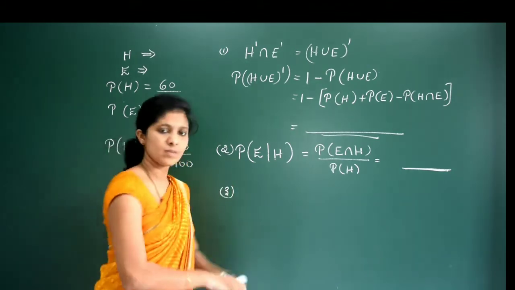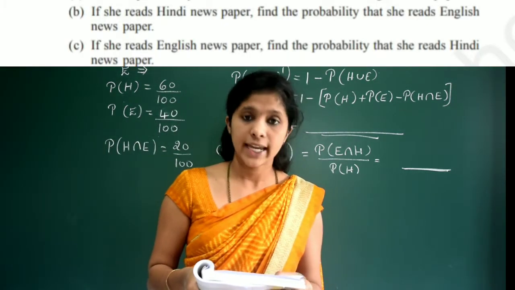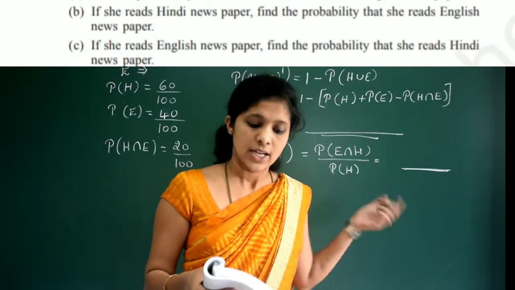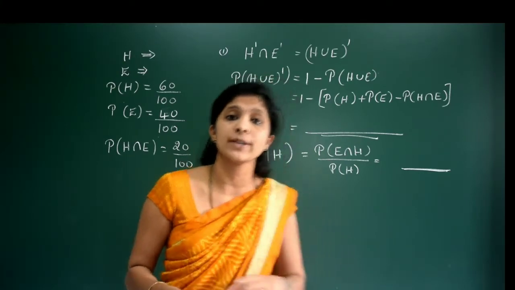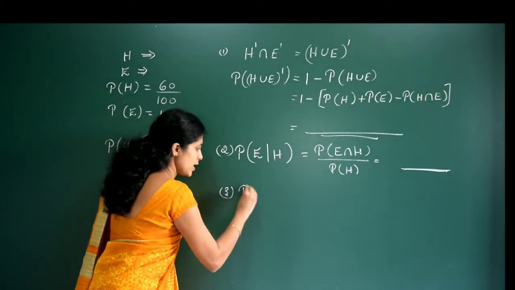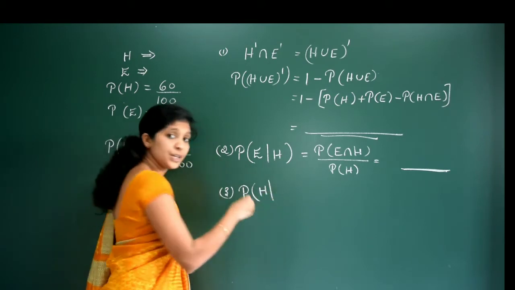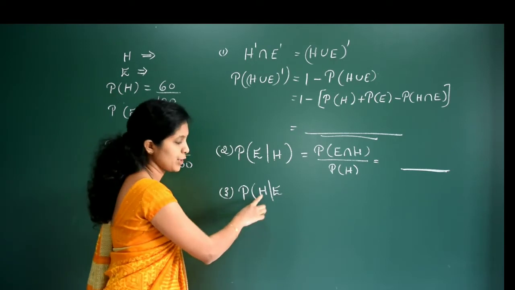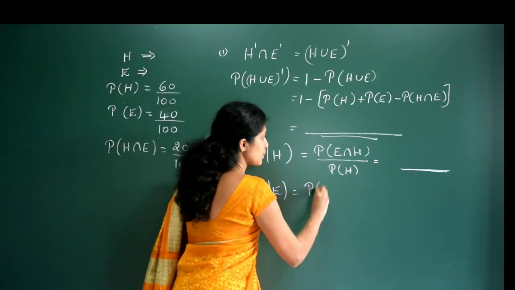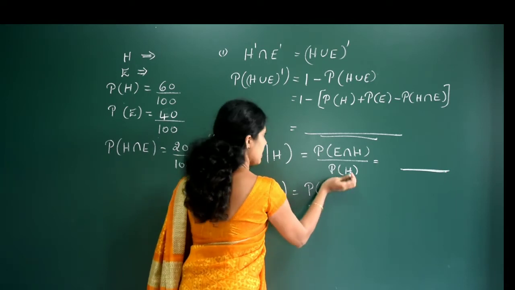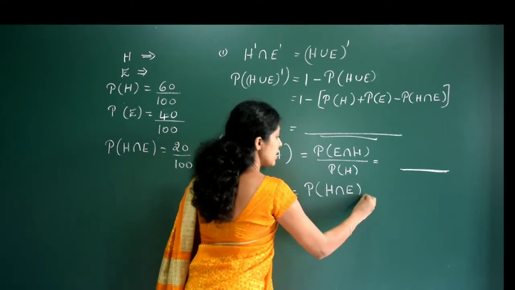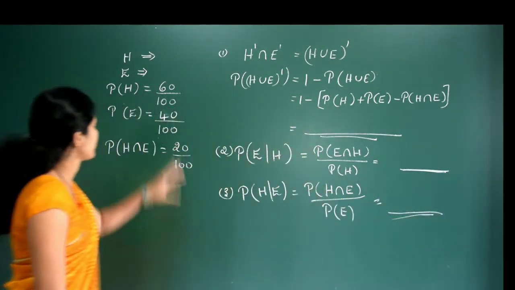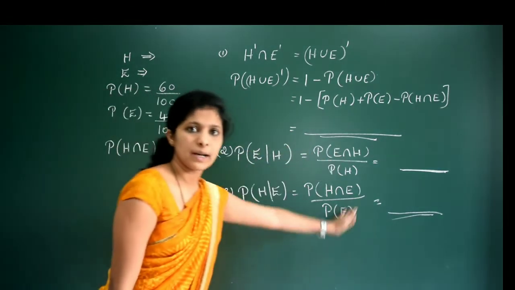Third one. If she reads English newspaper, find the probability that she reads Hindi newspaper. Similar to this, she reads English newspaper. You have to find the probability of Hindi newspaper. What you have to find? Probability of Hindi newspaper, already that she is reading English newspaper. So this event is done. So probability of H by E. So this is also equal to probability of H intersection E, or E intersection H, divided by probability of E. Substitute this so that you will get the answer. Okay. If you simplify these values, then substitute, complete this.